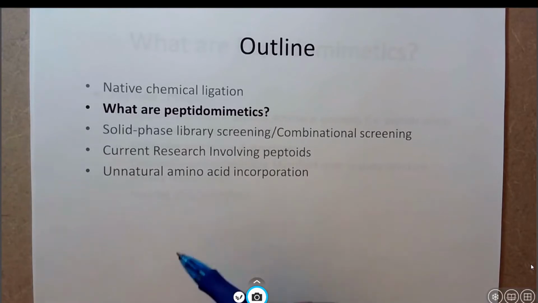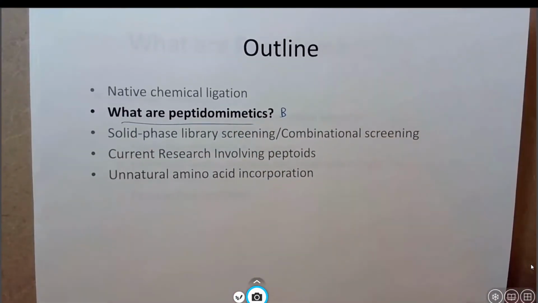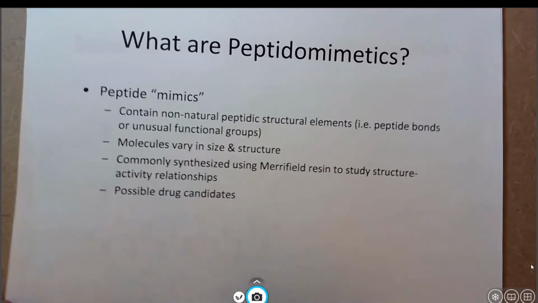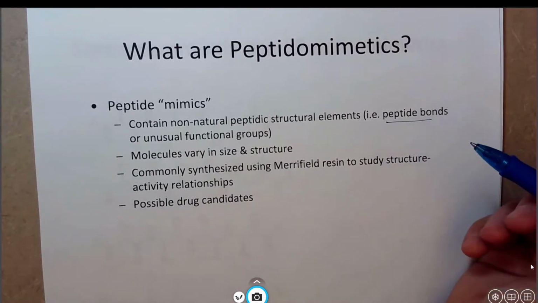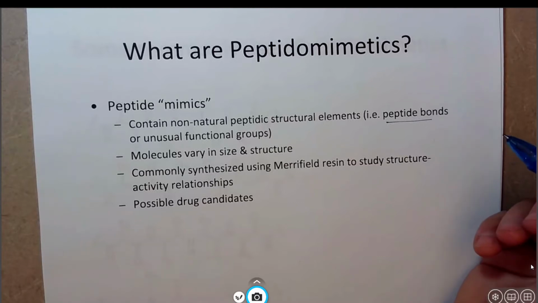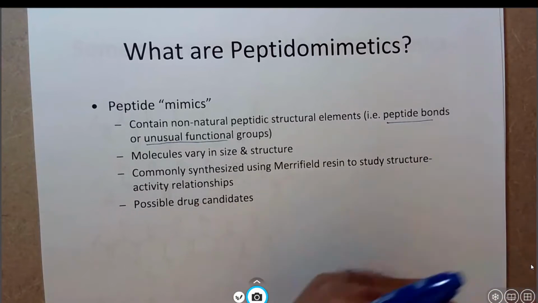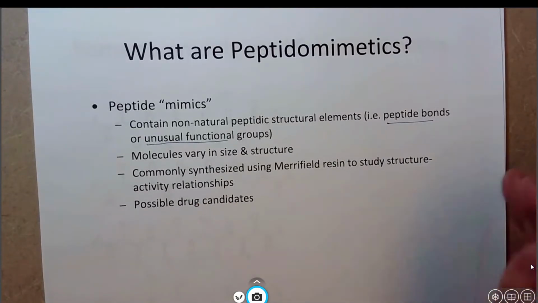So again, this is the outline. This is Part B. What are peptidomimetics? Okay, so peptidomimetics, as the name suggests, are mimics of peptides. They contain a lot of the same structural elements, perhaps things like peptide bonds, maybe some of the same R groups that we've seen for amino acids, and/or they also may contain unusual functional groups. So they're like a peptide, but they differ in structure slightly.